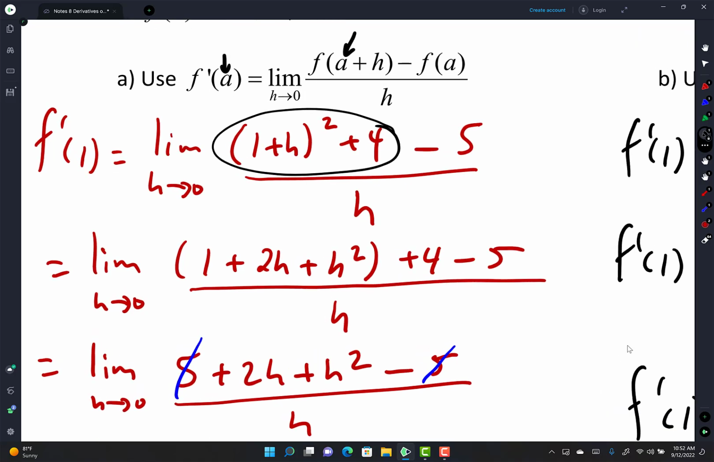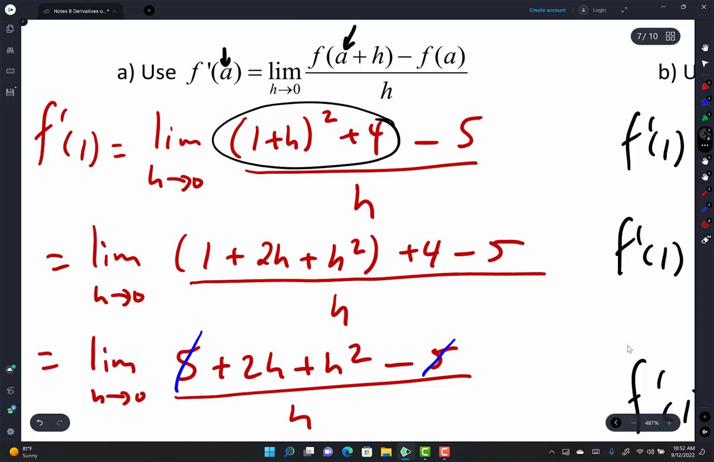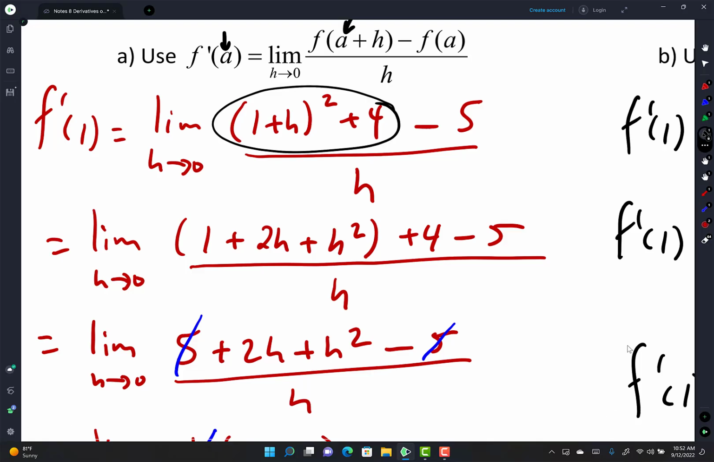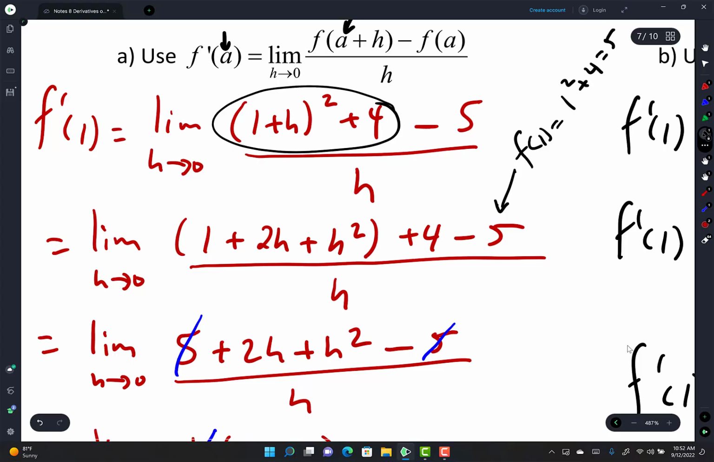1 times 1 is 1, and then 1 times h is 1h, but you're going to have 2 of those. And then h times h is h squared. And then I dropped the parentheses like it was hot, and I added it to number 4. See? 4 plus 1 was 5. And then this one, that 5 that you see by itself, that's just f of 1, right? 1 squared plus 4 is 5.